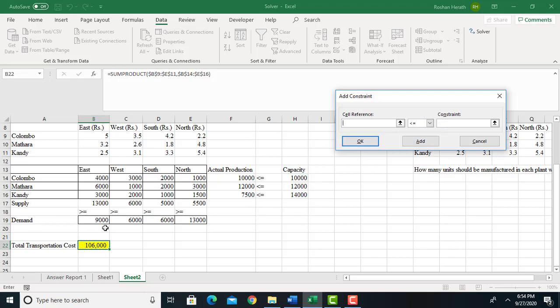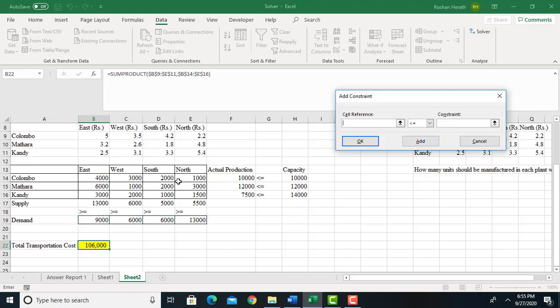And when it comes to supply and demand, you need to ensure that at the end of the day, you are meeting the demand. The minimum number must be delivered. So therefore, your supply must be greater than or equal to the demand. So that is another constraint.